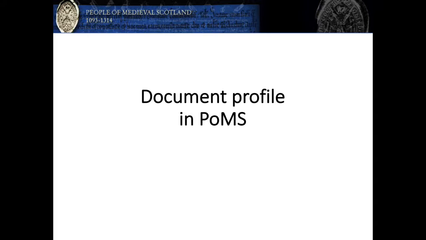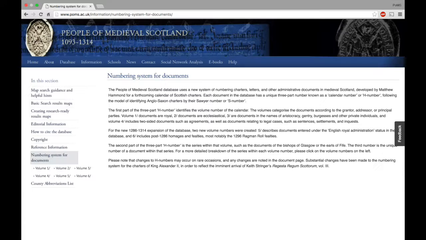Another common type of profile is that for a specific source or document. Each source in PoMS has a specific 3-digit reference, known as a Hammond number or H number. More information can be found about this numbering system under the Information tab.